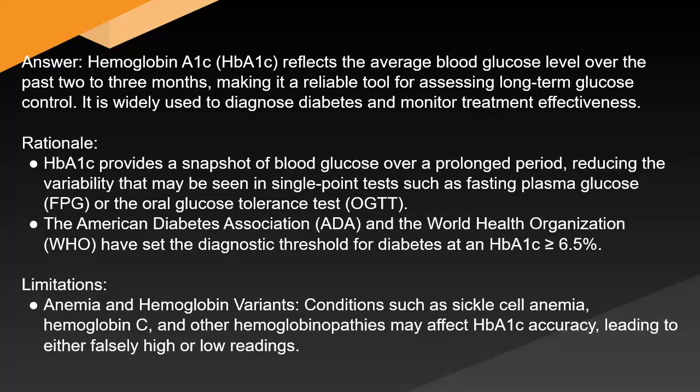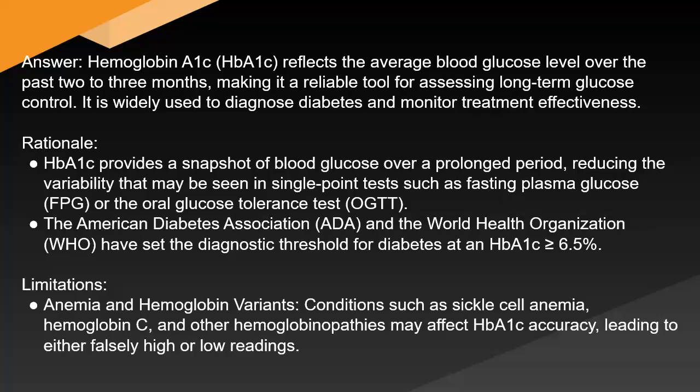Rationale: HbA1c provides a snapshot of blood glucose over a prolonged period, reducing the variability that may be seen in single-point tests such as fasting plasma glucose (FPG) or the oral glucose tolerance test (OGTT). The American Diabetes Association (ADA) and the World Health Organization have set the diagnostic threshold for diabetes at HbA1c equals 6.5%. Limitations: anemia and hemoglobin variants.